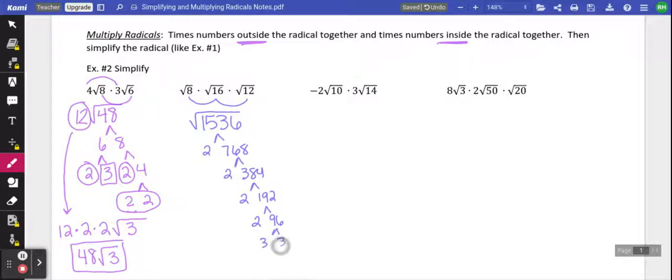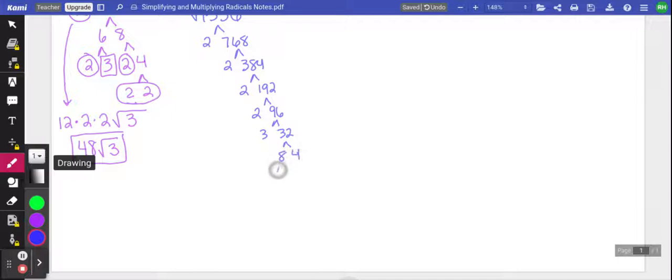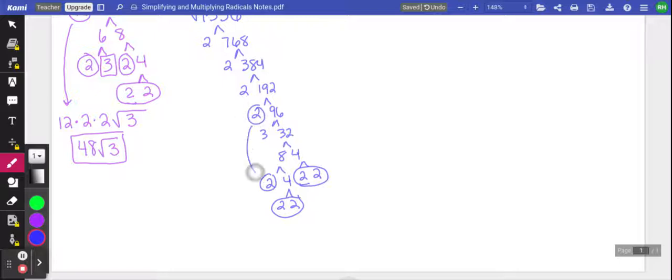96 can be 3 and 32. 32 can become 8 and 4. Whoops, sorry. 8 becomes 2 and 4. 4 is 2 and 2. And 4 over here is 2 and 2. Lots of them this time. So pair of 2s here, pair of 2s here. I've got a 2 and a 2 here to make a pair of 2s here, and then I have a leftover 3 and a leftover 2.